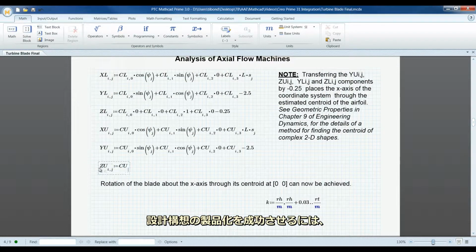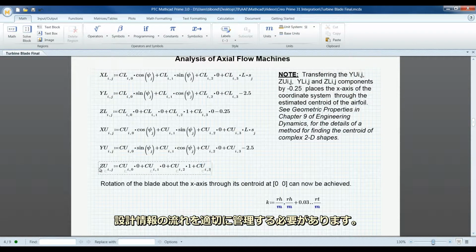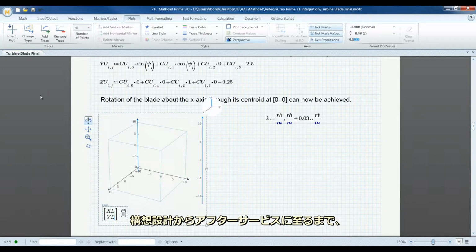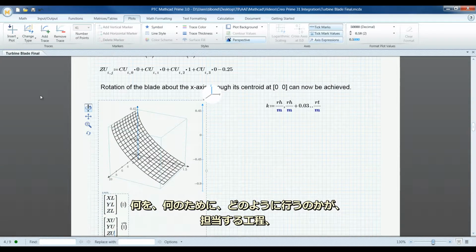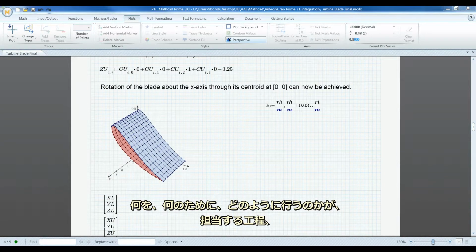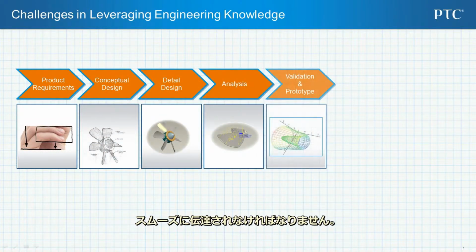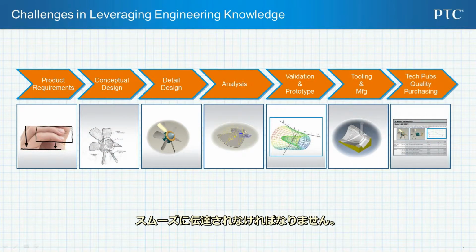To translate a design concept into a successful product, CAD engineers must operate within a framework that manages the flow of engineering information throughout the design lifecycle. From concept design to aftermarket support, the record of the what, why, and how of the design must pass smoothly between teams that are often separated by process stage, as well as office, country, and continent.